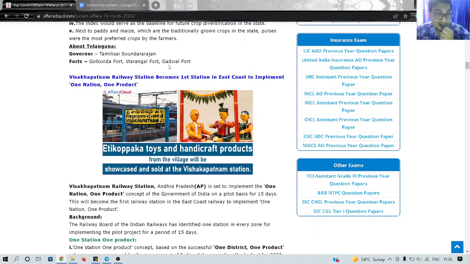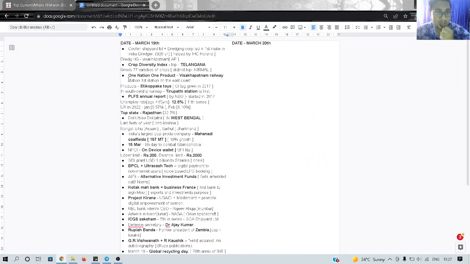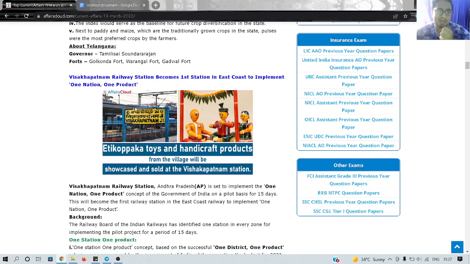And how to read, this is the static part about Telangana: Tamilisai Soundararajan, forts, and also the next current affairs. Visakhapatnam railway station becomes the first station on the East Coast to implement One Station One Product. So how I wrote that: One Station One Product. Visakhapatnam railway station is the first station on the East Coast. And what is the product here? The product is Etikoppaka toys, and the Etikoppaka toys got the geographical indication tag in 2017. And in South Central Railway, the first station is what? Tirupati station. We have to make current affairs notes like that.